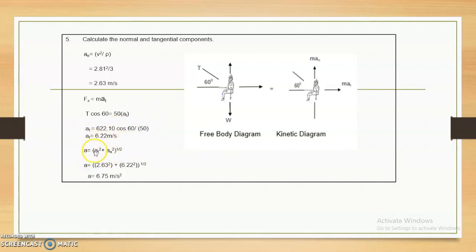Now we can find the acceleration, which equals the square root of AT squared plus AN squared. We get acceleration equals to 6.75 meter per second squared.